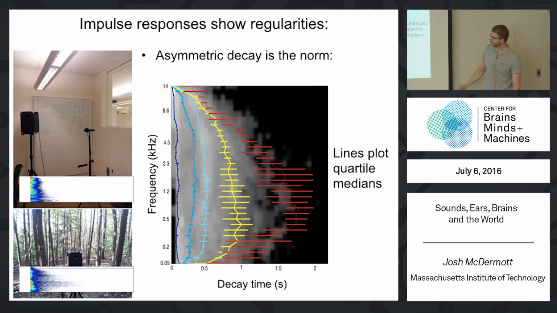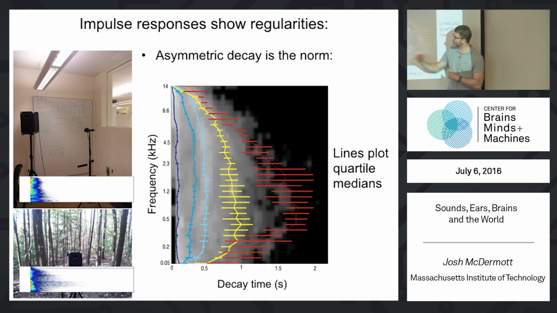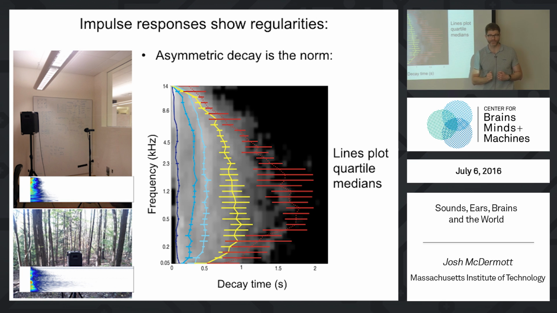But here are some summary statistics where each of these lines is like the median of a quartile. And so this captures the central tendency. And you always see these sideways U shapes. So again, this is frequency, and that's decay time. What this is saying is that in the middle range of the frequency spectrum, the energy is sticking around for a long time. And at the high and the very low end, it's decaying much faster.